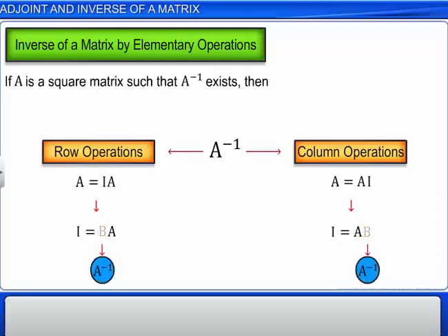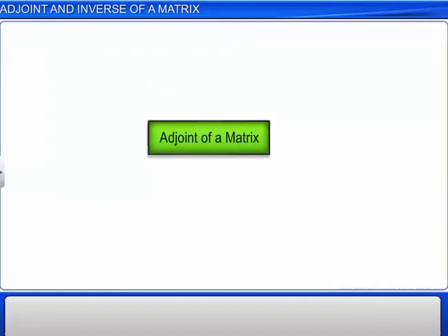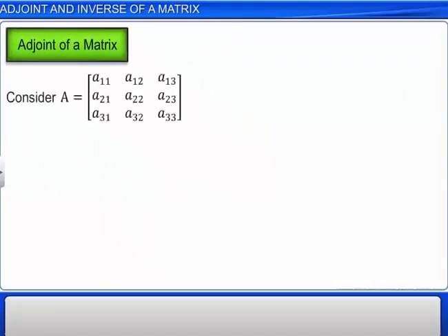In addition to the method discussed now, there is another method that is quite frequently used to find the inverse of a square matrix. Before learning this method, let's learn what the adjoint of a matrix is and some important theorems based on it. Consider a 3x3 square matrix A.